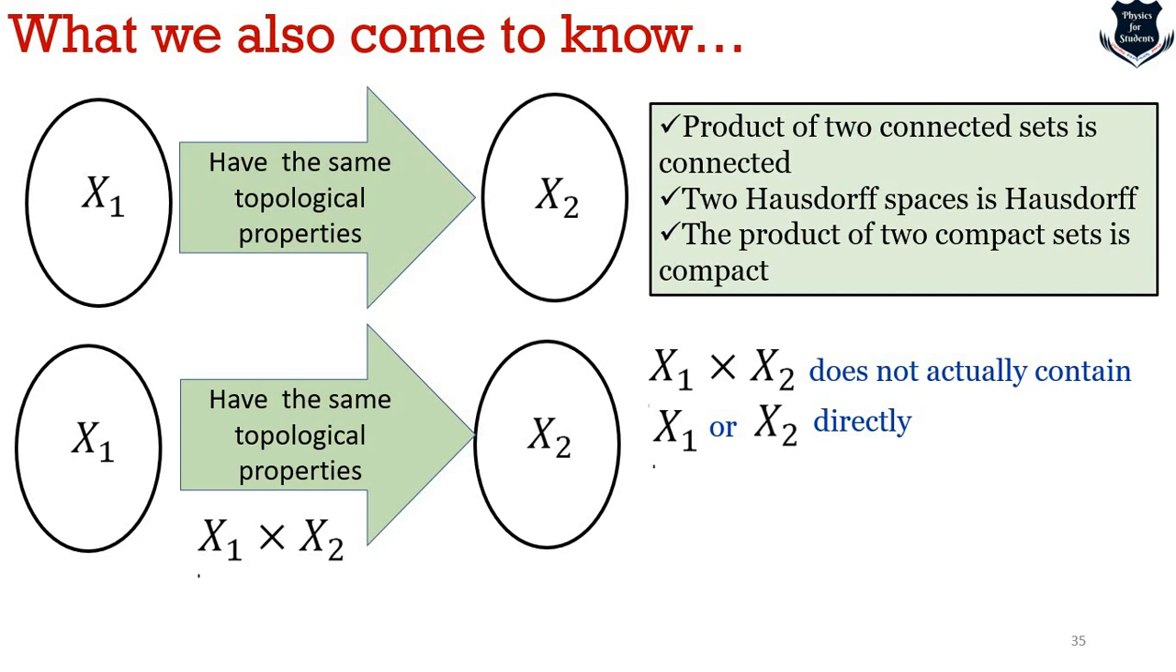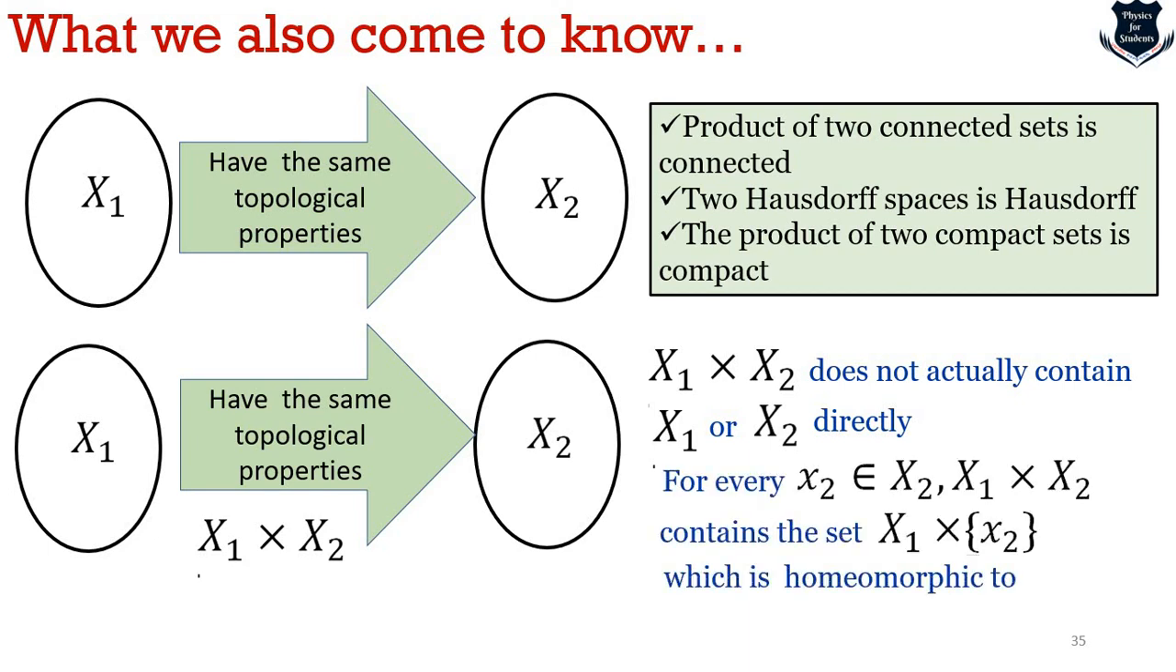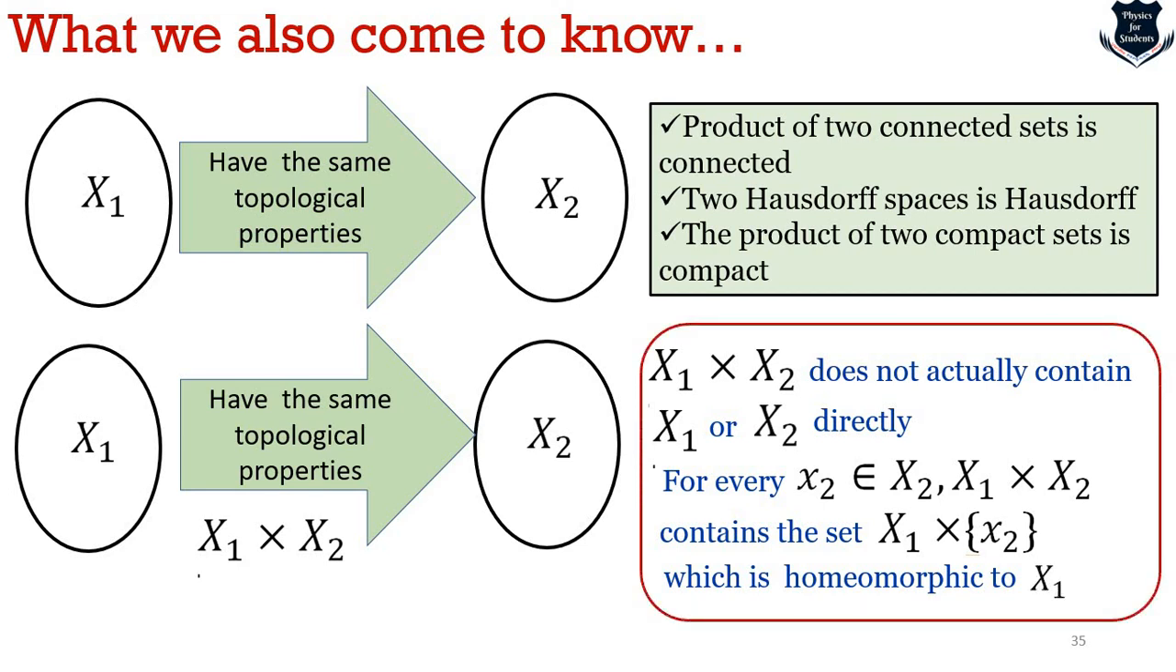But remember one thing, that x1 multiplied by x2 does not actually contain x1 or x2 directly. Let me read it for you. It doesn't contain x1 and x2 directly. For every x2 which is an element of big X2, x1 multiplied by x2 contains the set x1 multiplied by {x2}, which is homeomorphic to x1. And obviously I'm not going to prove this right now.